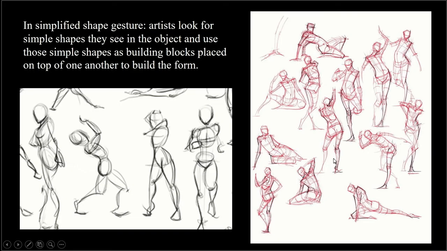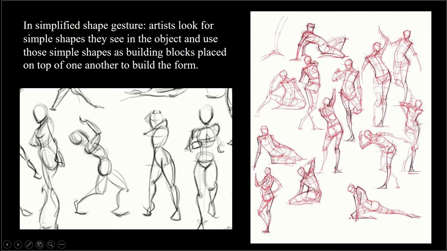In simplified shape gesture, artists look for simple shapes that they see in the object, and they use those simple shapes as building blocks placed on top of one another and next to one another to build the form that they're looking at. So here you can see they're using a lot of wedge and box shapes and triangles, and here's a square with circles inside of it. You're seeing this wedge shape here, definitely using the simplified shape method to build this object.